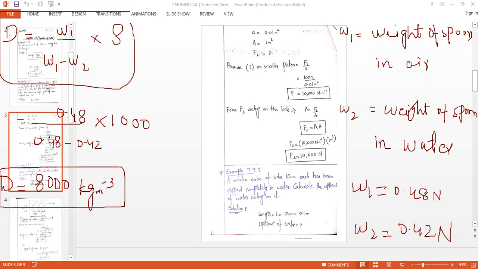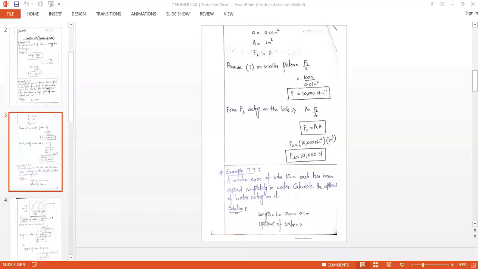This is how we find the value of density. Now, the next numerical: an empty metallurgical balloon weighs 80 Newton. It is filled with 10 cubic meters of hydrogen. How much maximum content can the balloon lift besides its own weight? The density of hydrogen is 0.06 kilogram per meter cube, and the density of air is 1.3 kilogram per meter cube.